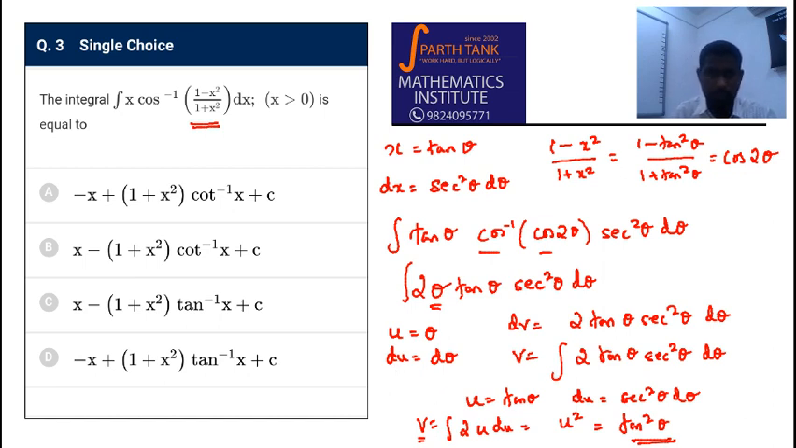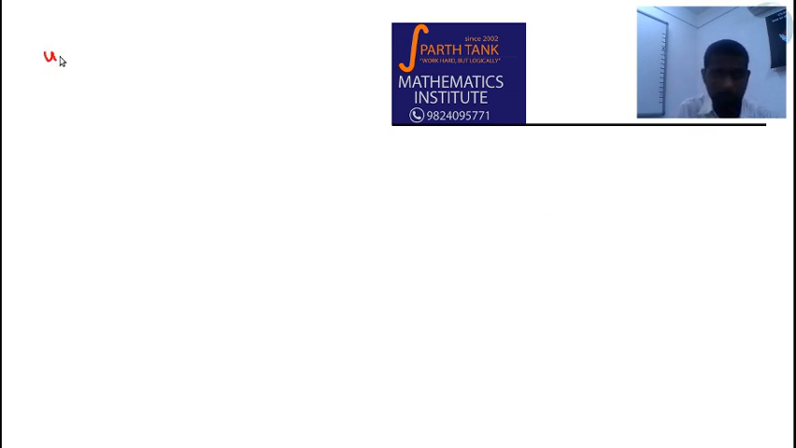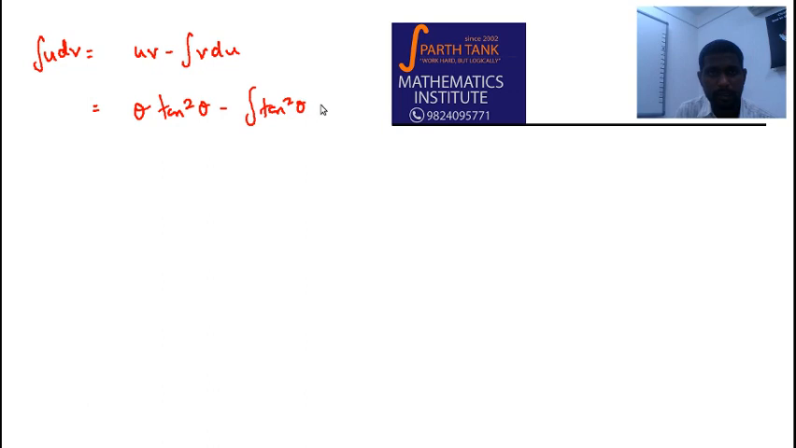Let us go to the integration by parts. We know integral u dv is uv minus integral v du. So u is theta, v is tan squared theta, minus integral v is again tan squared theta, and du is d theta. So keep this separate. And how do we integrate tan squared theta? Write it as secant squared theta minus 1 d theta.